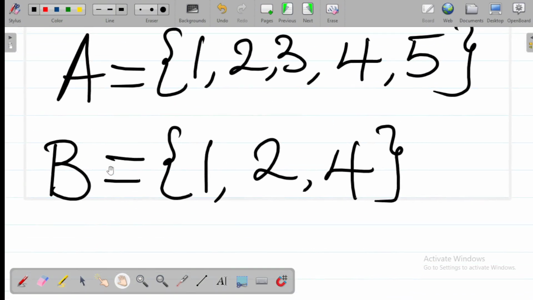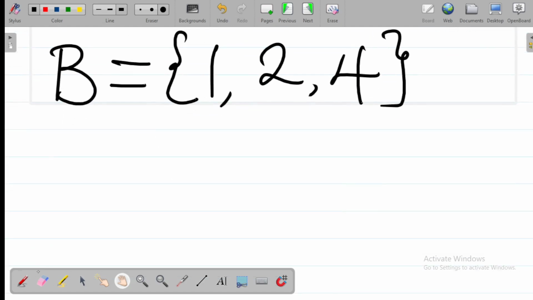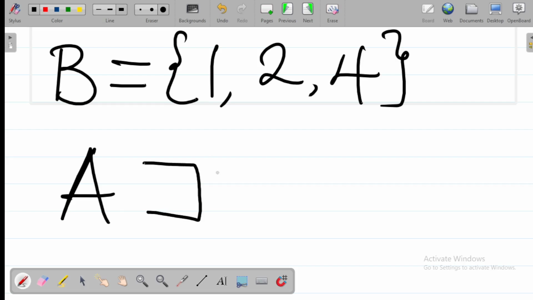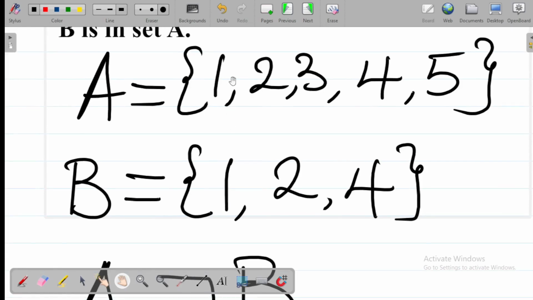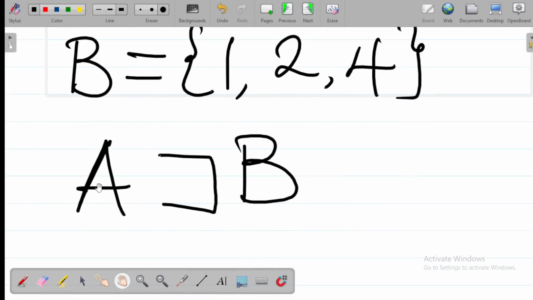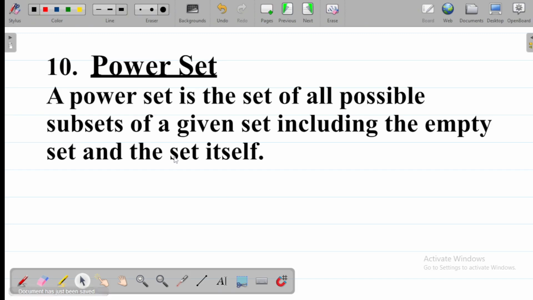Now, if you look at set B, you will see that all the elements in set B are found in set A. So therefore, set A is a superset of set B. Since all the elements in set B are found in set A, therefore set A is a superset of set B. All right, so let's consider the next one.